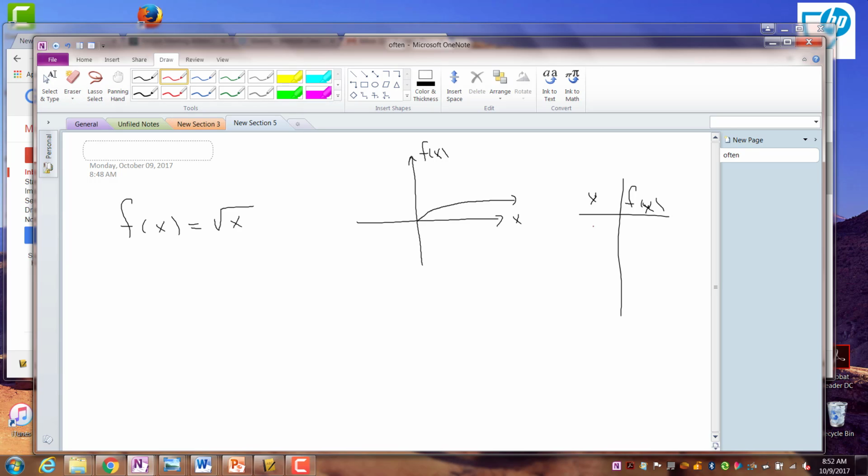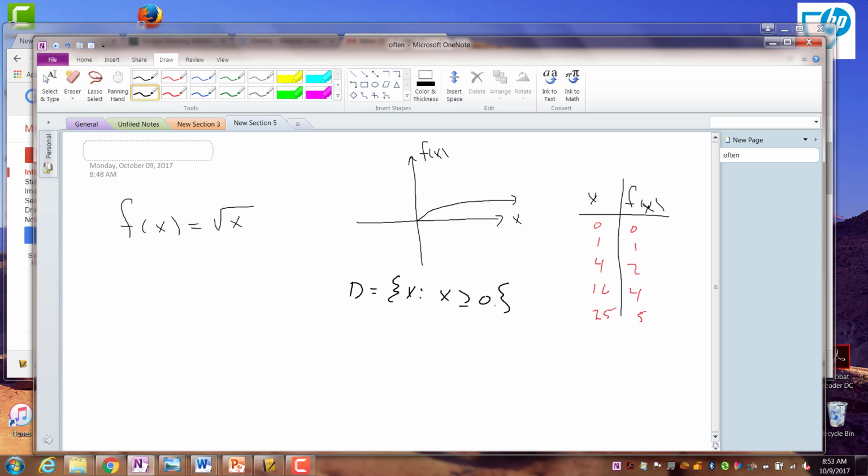So what about 0? Output 0. What about 1? Output 1. I'm choosing numbers that are perfect squares. What about 4? 2. What about 16? 4. What about 25? 5. So this is a gradual increase on the f of x, where the input numbers are getting really large, but it's not really rising all that fast. So that's what the square root function looks like. How would you describe its domain? The domain is x such that x is greater than or equal to 0. There's its domain.